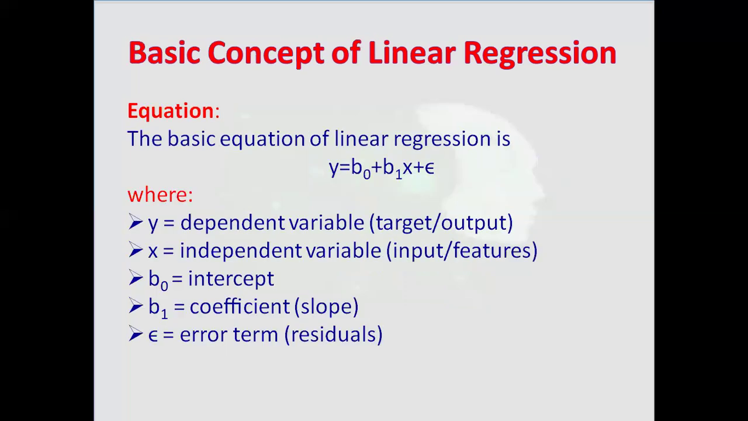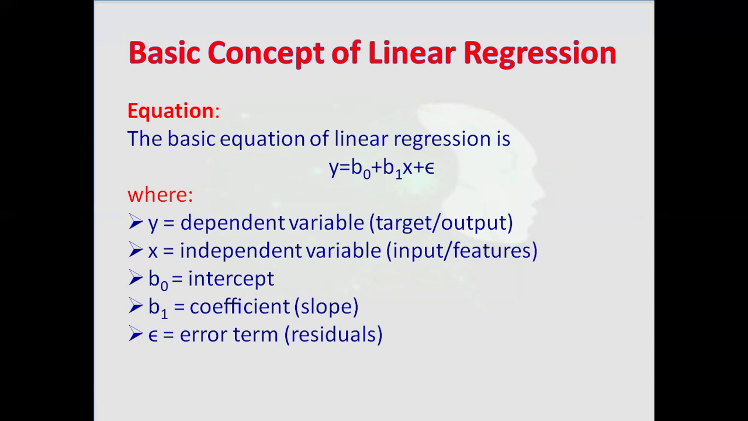Next, basic concepts of linear regression. This is the foundation equation, the basic equation for linear regression: y = b0 + b1x + epsilon, where y is the dependent variable, or otherwise we can call it the output or target. x is the independent variable or input feature. b0 is the intercept, b1 is the coefficient, that is the slope, and epsilon is the error term.